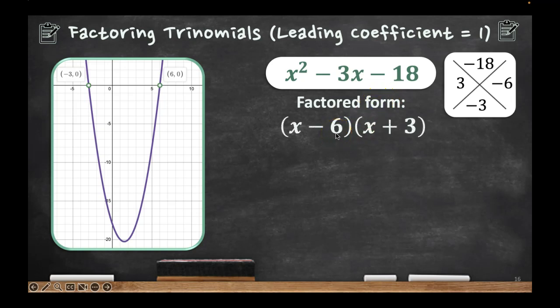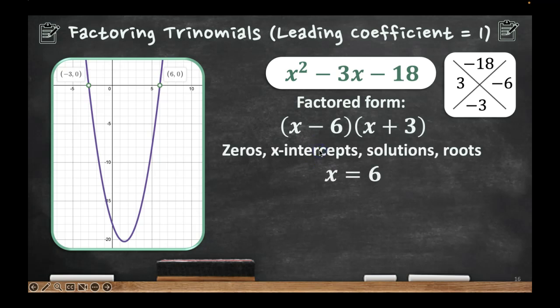For my solutions, I take each of those factors and set it equal to 0. When I set x minus 6 equal to 0, I get 6. When I take x plus 3 and set it equal to 0, I get x equals negative 3. Those are my two solutions, which you can see here because that's where it crosses the graph. Once again, because you have Desmos in your assessment, you could type this in and see where the graph crosses the x-axis. Those are your solutions, your x-intercepts, your roots, or your zeros. Then you would flip those signs in order to find your factored form.